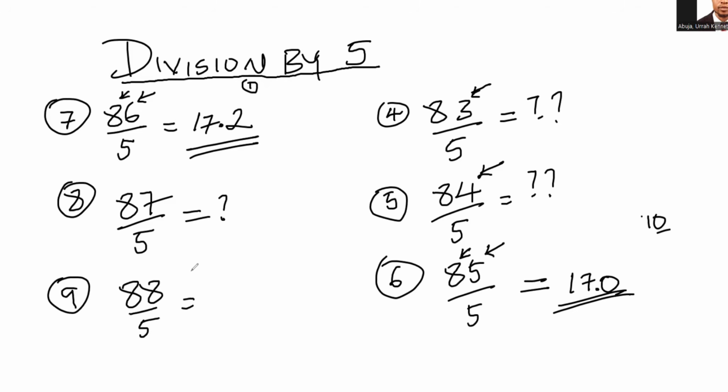For 88 divided by 5, we also add this number to itself. 8 plus 8 gives us 16. So I'll write 6 and carry 1. Now, 8 again plus 8 gives us what? 16. 16 plus the 1 outside gives us what? 17. So this is 17.6 as our answer. Beautiful.